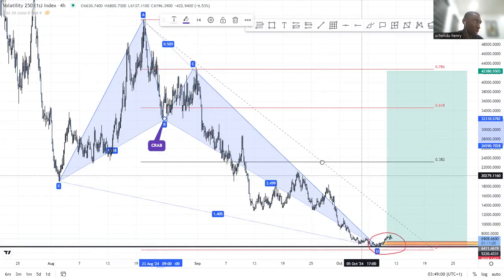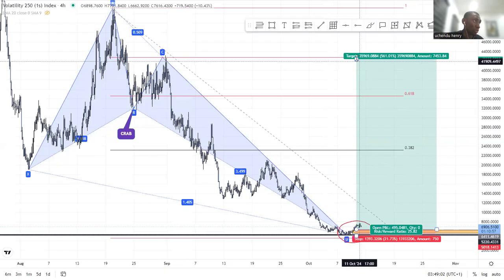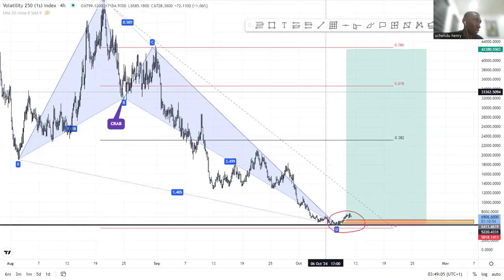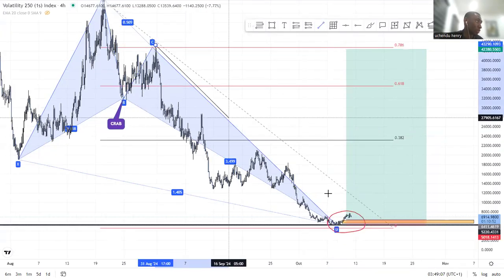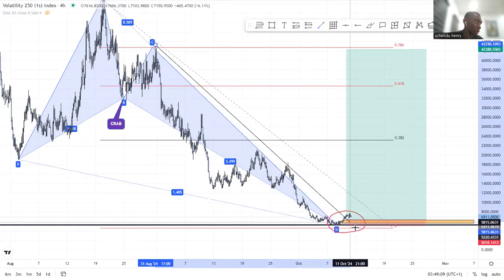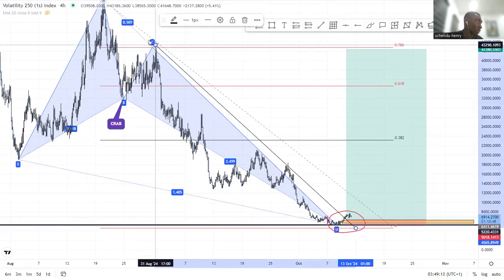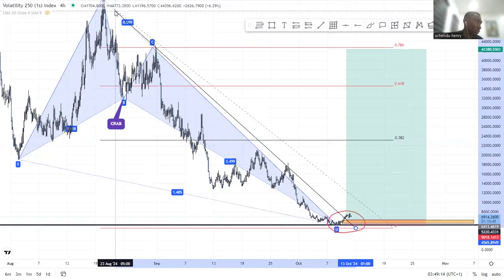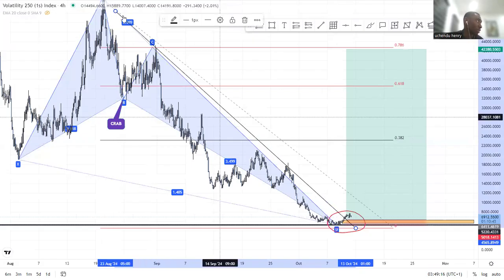Okay, this is a crab. So I will just consider that. And if you look here, you can see that we have this kind of resistance. It's really not that clean, but then it works.